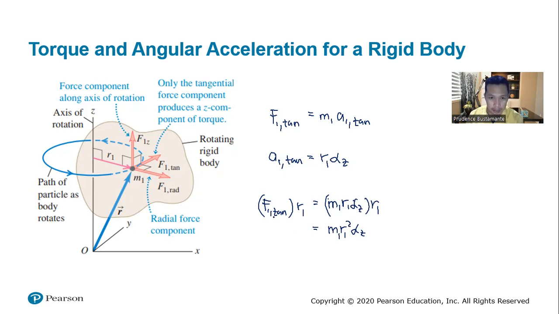So the left-hand side is just the torque along the z-axis, the torque of this mass m1, and we know that the moment of inertia is equal to m1 r1 squared, so we have I1 alpha 1z. Actually, this is alpha 1z.